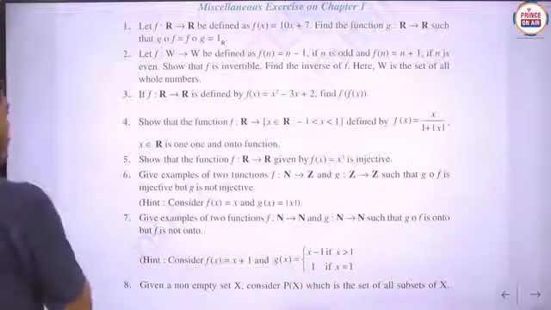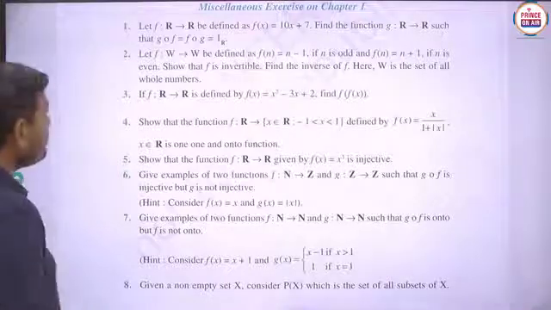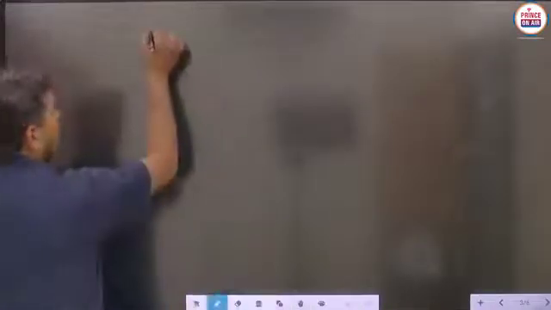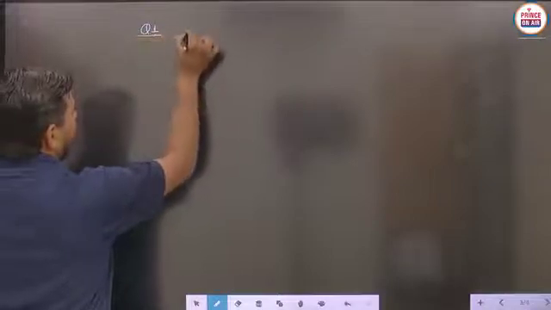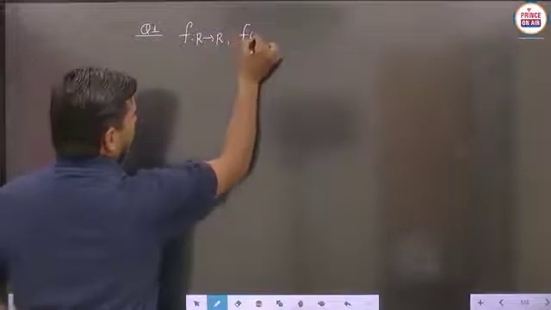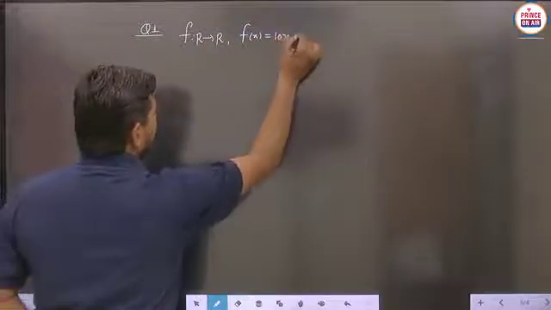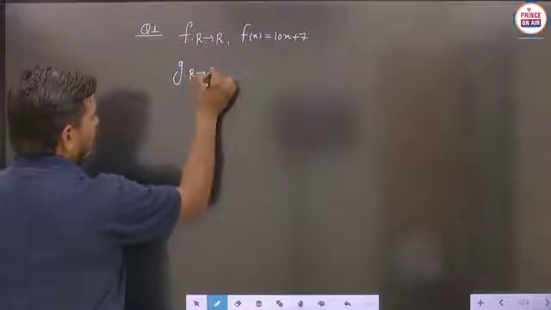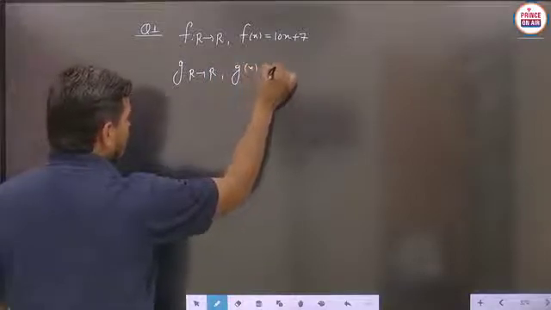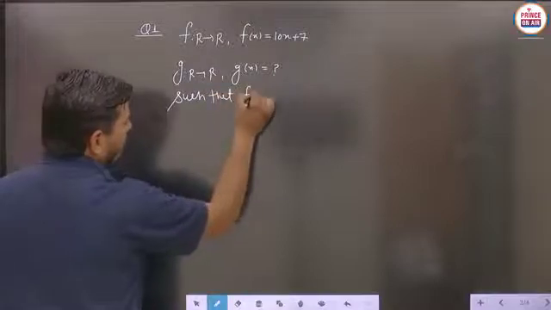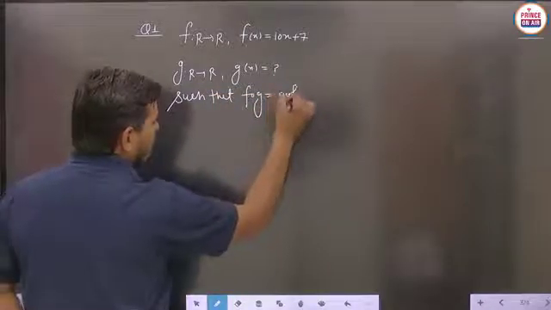So we will take question number 1 of the miscellaneous exercise. The first part says that a function f is defined from R to R, and f(x) is written as 10x + 7. We have to find a function g from R to R, and calculate this particular function, such that fog = gof = I of R.